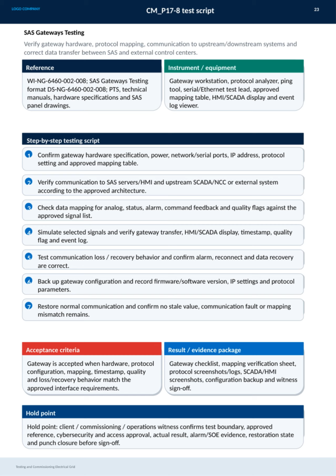Before sign-off, there is a critical hold point where the client, commissioning team, and operations witness confirm the test boundaries, references, cybersecurity and access approvals, actual results, alarm and sequence of events evidence, restoration state, and punch list closure to ensure everything is properly validated. This thorough process guarantees that the SAS gateway operates reliably within the electrical grid's control system.